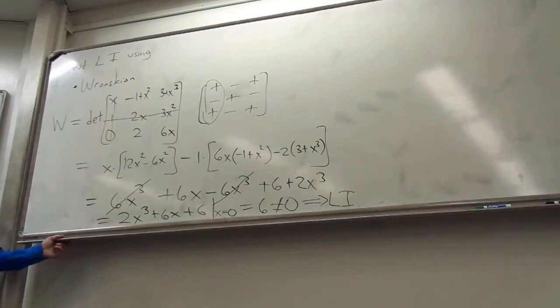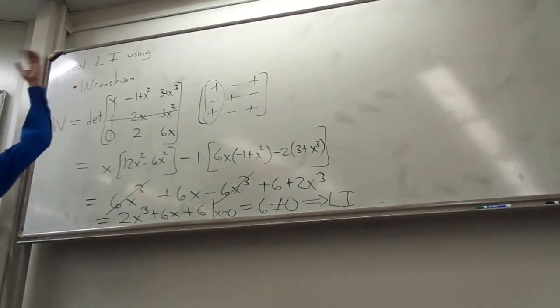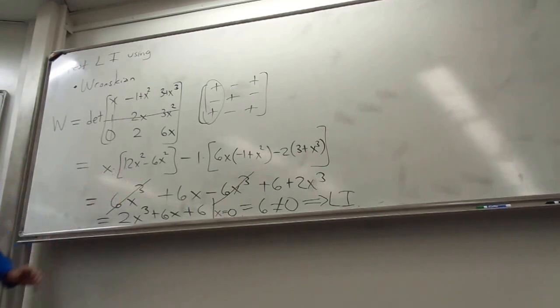Okay, great. All right, so we could check it using the Wronskian. This is just a quick review of the Wronskian. Would there be another way? Does anybody have another idea how I could test that these three polynomials are linearly independent?